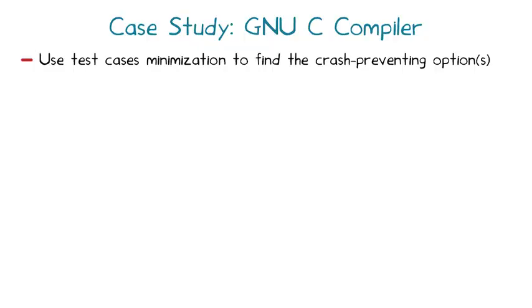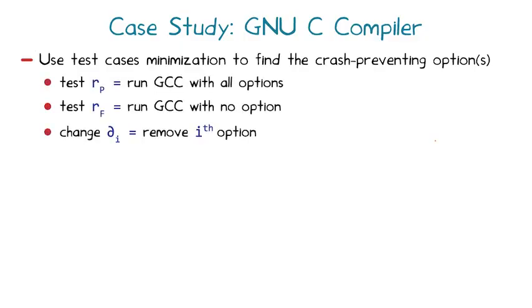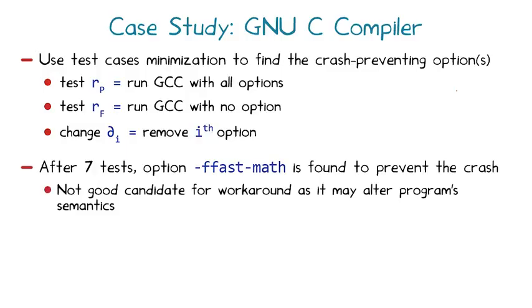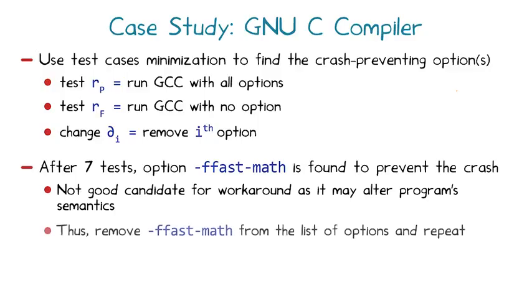We can again use the delta debugging algorithm to find the crash preventing options. This time, the passing test RP denotes running GCC with all options. The failing test RF denotes running GCC with none of the options, and each change delta I denotes removing the ith option. After 7 tests, the algorithm reports that option -f_fastmath prevents the crash. Unfortunately, this option is a bad candidate for working around the failure because it may alter the semantics of the program. So, we remove -f_fastmath from the list of options and rerun the delta debugging algorithm.